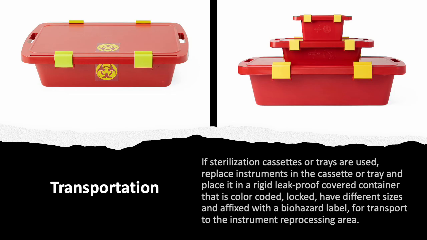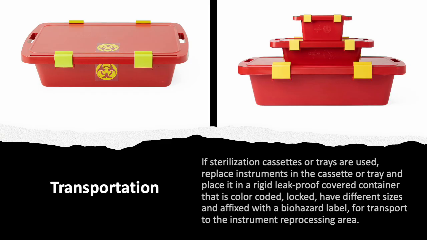Now to the other part of the dental instruments, which are the reusable ones. First, we must prepare this instrument for transportation. That is done by placing the instrument in a rigid, leak-proof, covered container. This container is color-coded with a biohazard label. When we place the instrument inside, we must lock it. After that, we transport it to the instrument reprocessing area.